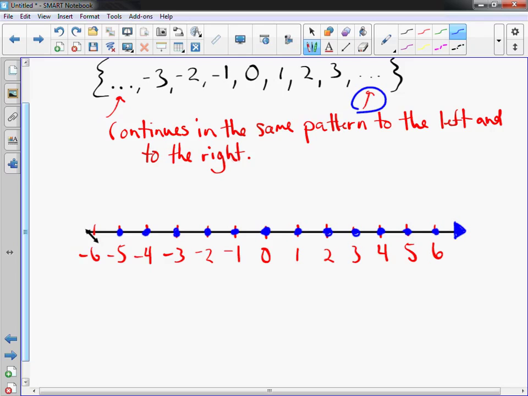I'm going to try to extend this line just a little bit so that it all fits on there. Negative 5 minus 1 is negative 6. And then we need to signify that this continues on forever in this direction. So these are the set of integers.